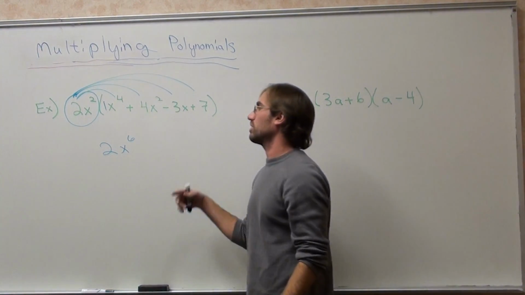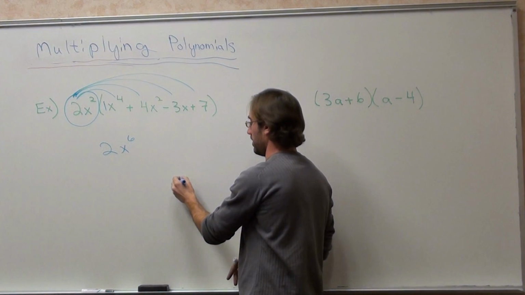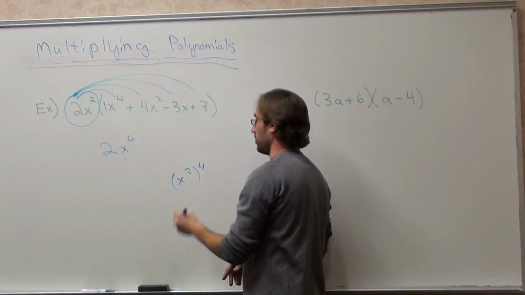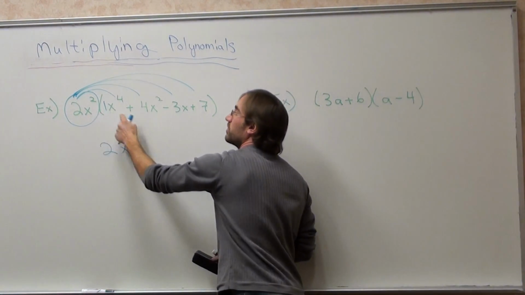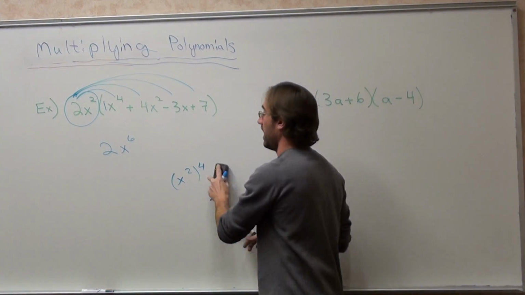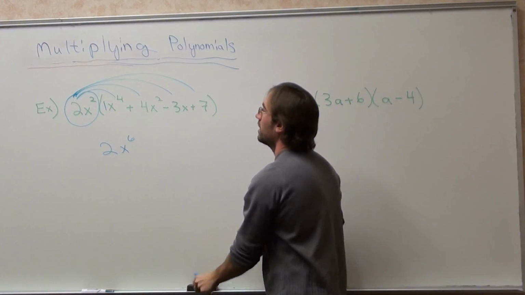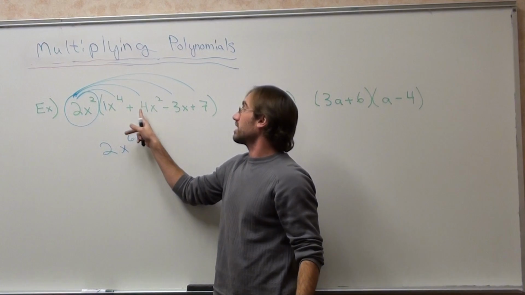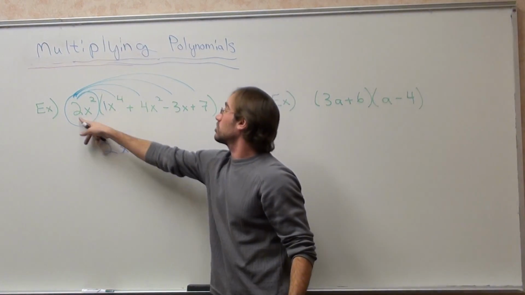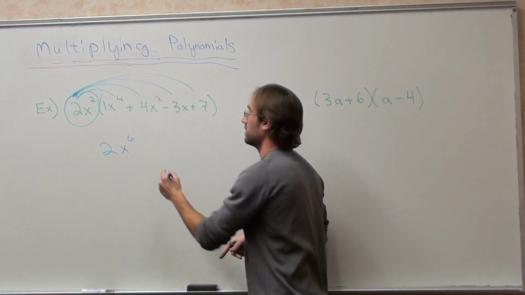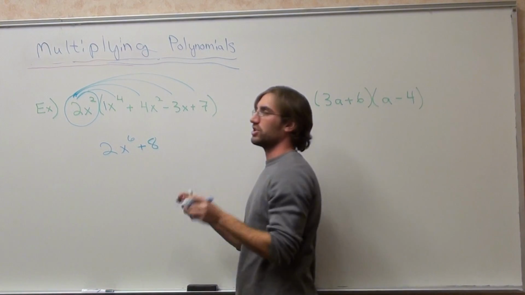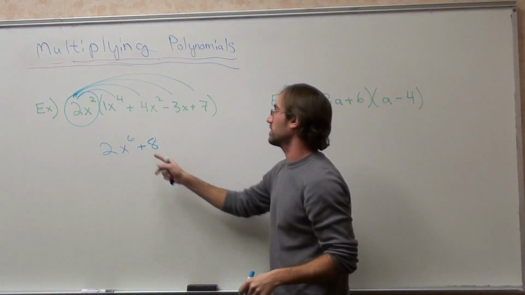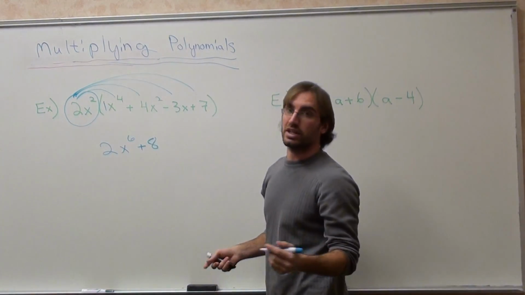Now some people say, well, isn't it x to the eighth? No, that's x squared to the fourth. But when it looks like this, when you've got two of the same bases multiplied, you add the exponents. Next one is 2x squared times 4x squared. That's 2 times 4, which is 8. So basically what you're doing is you're multiplying the numbers, but you're adding the exponents. And x squared times x squared is x to the fourth.